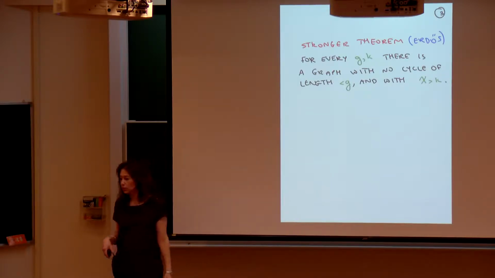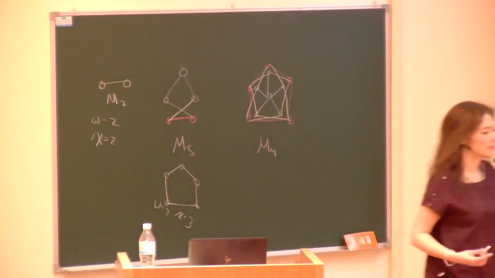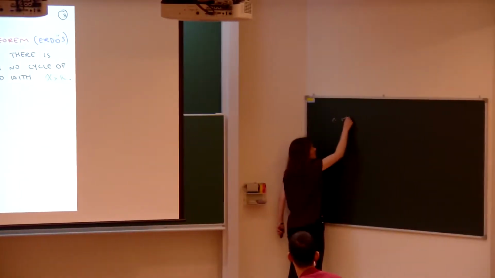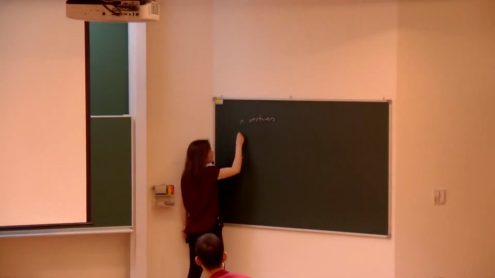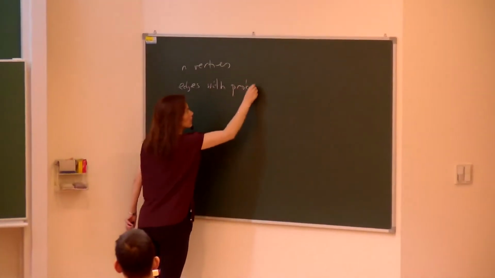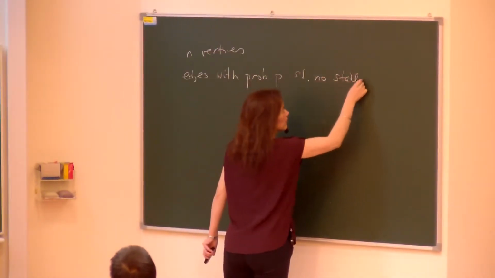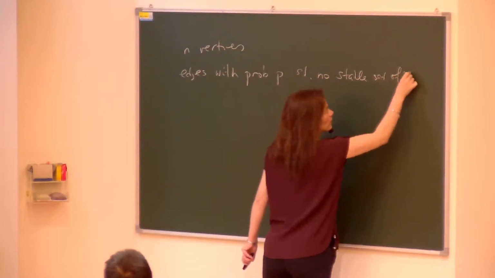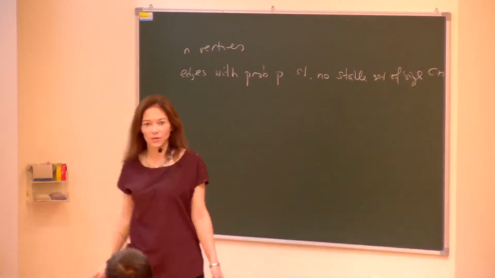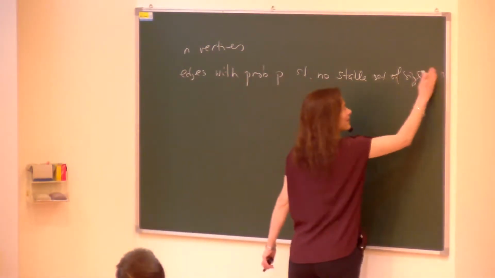So you start with n vertices, and you put edges with probability p, so that you don't get a stable set of size Cn. If you don't have a stable set of size Cn, you cannot color with C colors, right? Or 1 over C colors. Let's make this n over C.